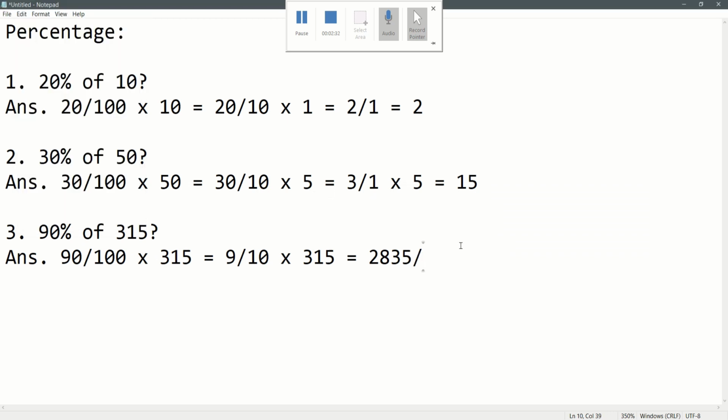And by 10. So now we will get our answer, and it is 2835 divided by 10, which gives 283.5, because dividing by 10 would provide a dot over here after one character.